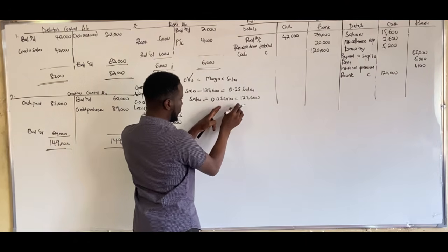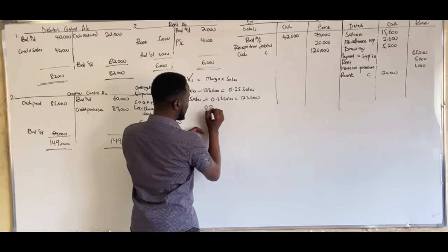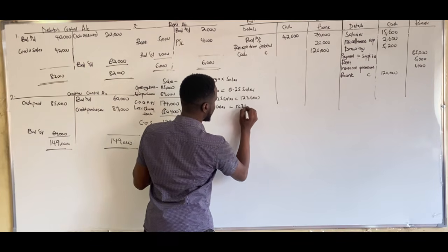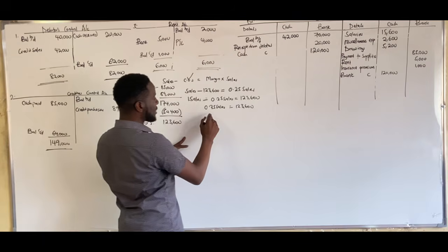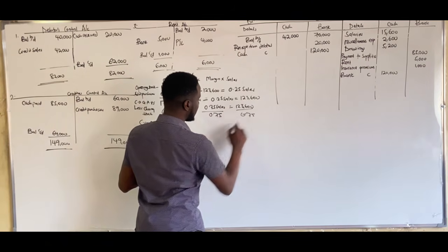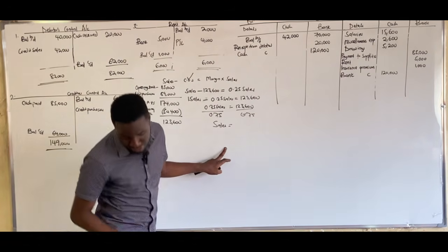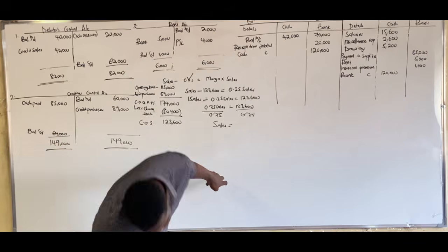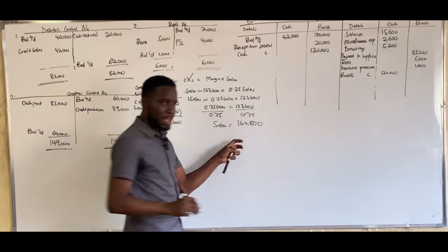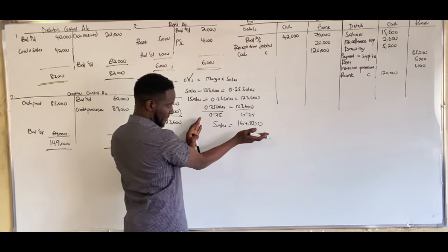So when you subtract sales minus 0.25 sales, remember I told you there's an invisible one here, you're going to get 0.75 sales equals 123,600. So for me to get my total sales, I'm going to divide both sides by 0.75. And therefore my total sales figure is going to be 164,800. So this is my total sales figure.